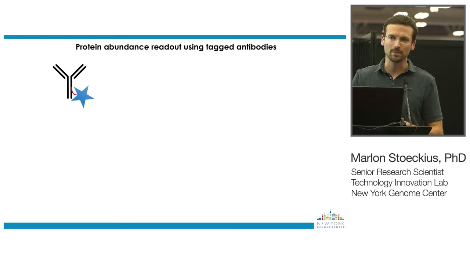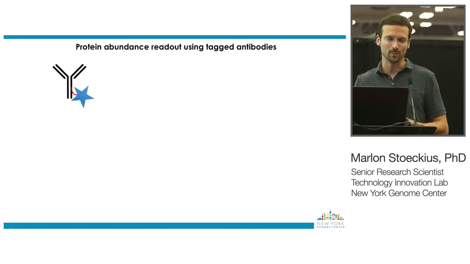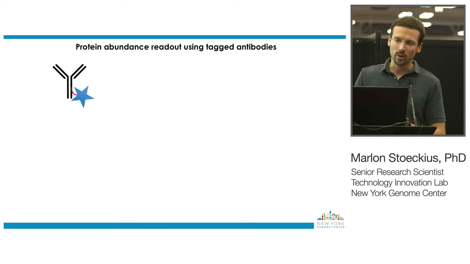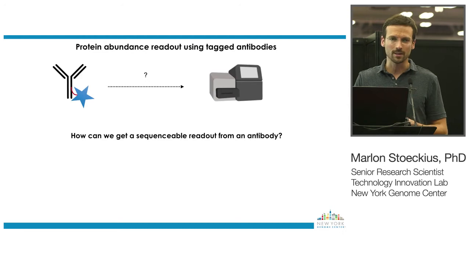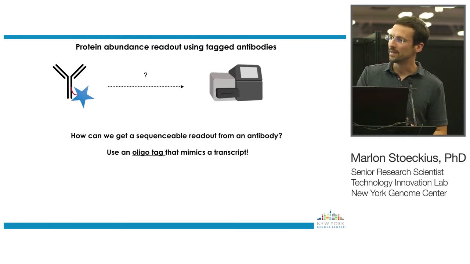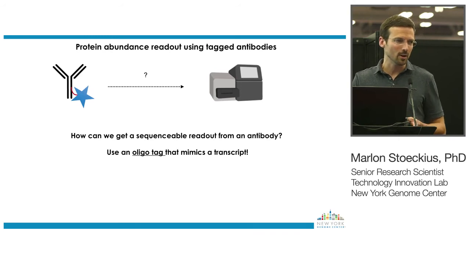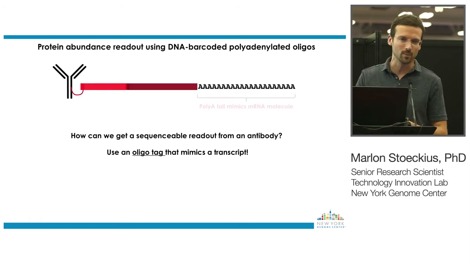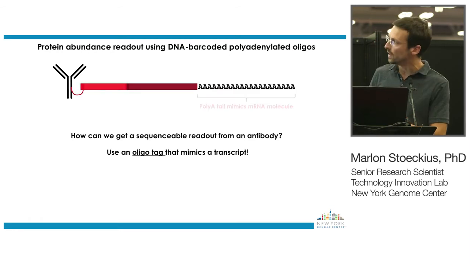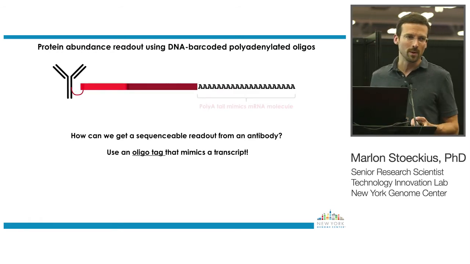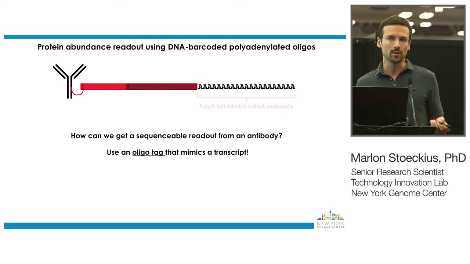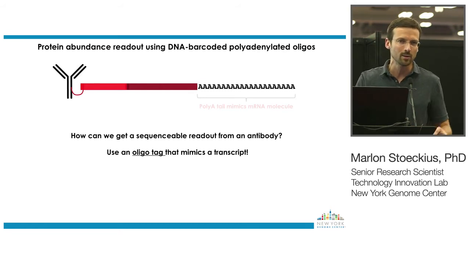And the way people measure protein markers, of course, is by using antibodies that are tagged with fluorophores or with lanthanides. However, we can't use those in sequencing, right? So we asked ourselves, how can we get a sequencer readout from an antibody binding event? And since most of the single-cell RNA sequencing technologies that are out there at the moment are oligo-dT based, we thought, how about we just tag those antibodies with an oligo that has a poly-A tail? This poly-A tail essentially mimics an mRNA molecule and will be reverse transcribed in any single-cell RNA sequencing or other RNA sequencing workflow that's oligo-dT based.